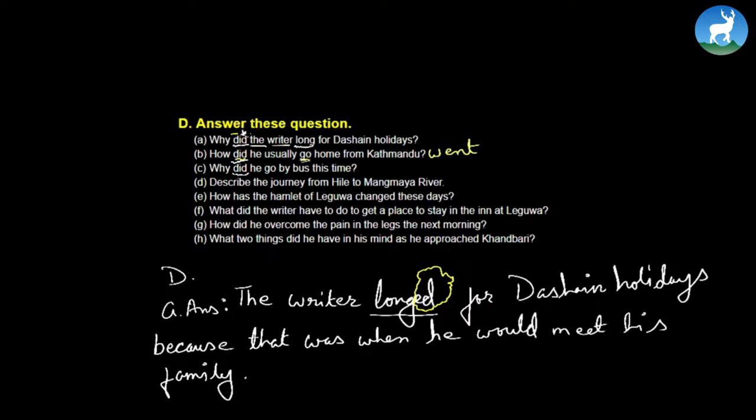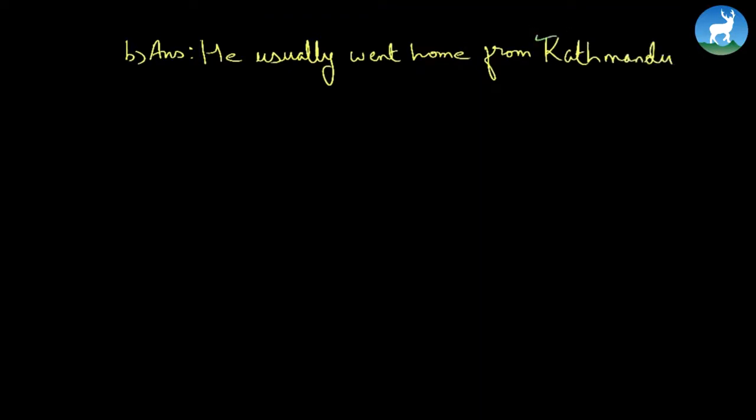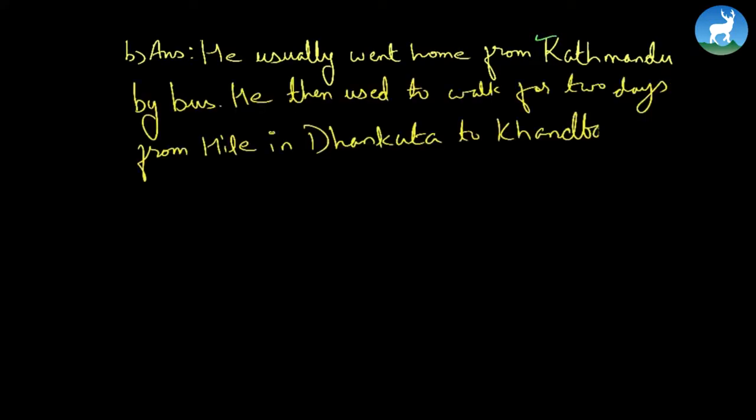So let's do number B as well. He usually, remember the verb, went home from Kathmandu, K being capital. It's a proper noun, right? Name of a place. So K capital. He usually went home from Kathmandu. See, so this is the answer. He usually went home from Kathmandu by bus. He then used to walk for 2 days from Hile in Dhankuta to Khandbari.